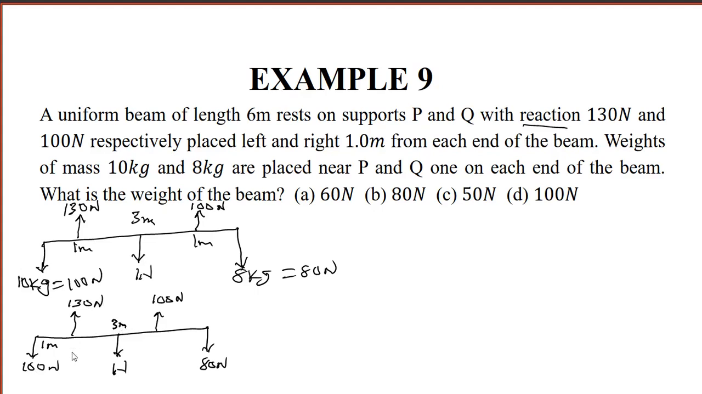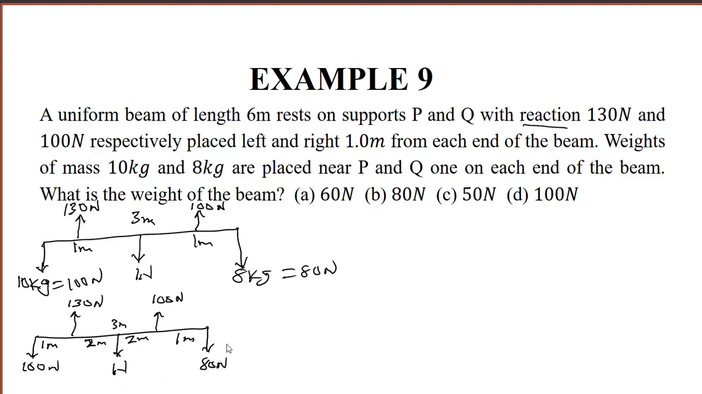The center is 3 meters. So from the 130 Newton to the weight is what? Is 2 meters. From 100 Newton to 130 Newton is 1 meter. From 130 Newton to weight is 2 meters, making 3 meters. Now from 80 Newton to 100 Newton is 1 meter. So from 100 Newton to weight will also be 2 meters.